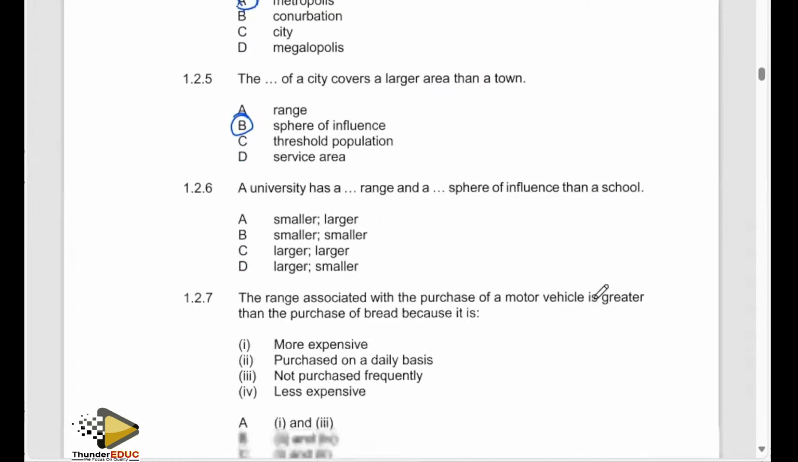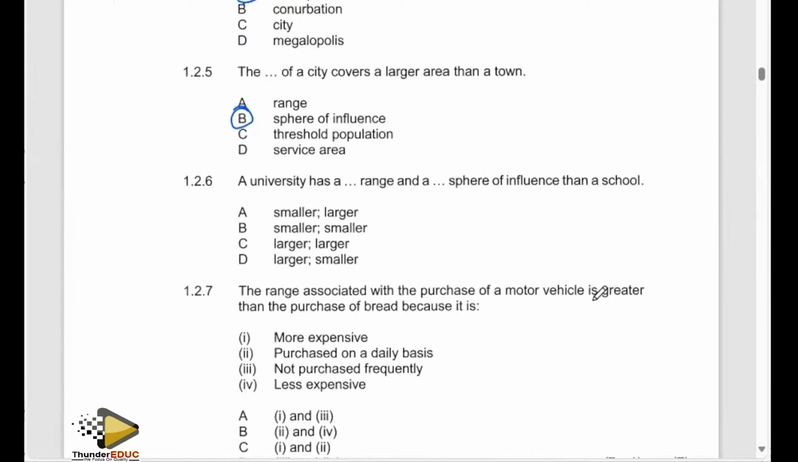Question number 126. A university has a dash range and a dash sphere of influence. I think you understand the concept of the range of goods. When we're talking of the range of goods, we're looking at the distance that a customer is prepared to travel to get access to a good or a service. Right, so when you're looking at a university, a university is a high order service. So definitely for a high order service, people are prepared to travel longer distances to acquire the service. So it must be a larger range.